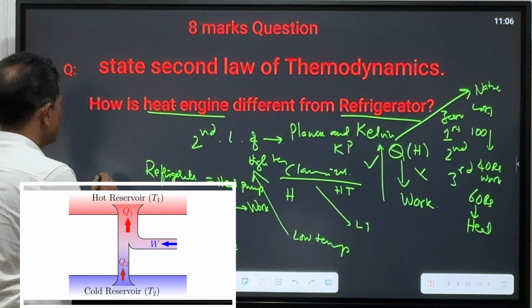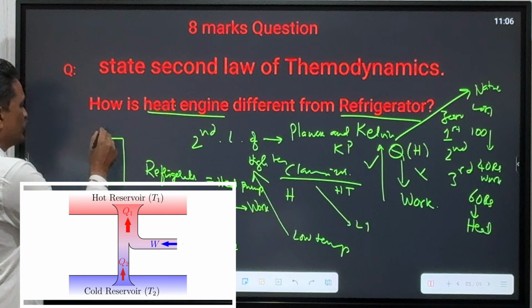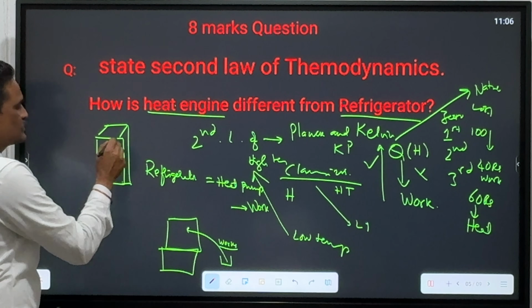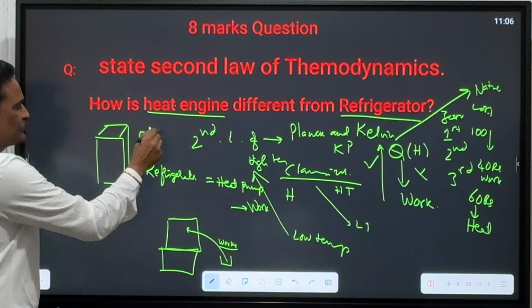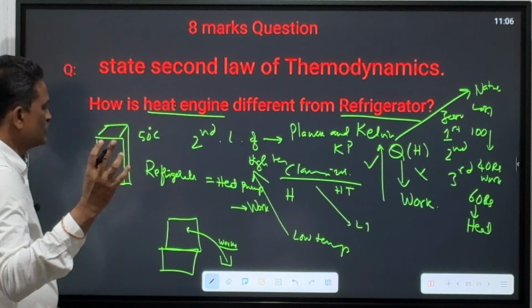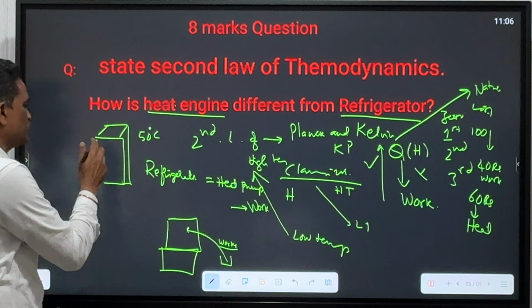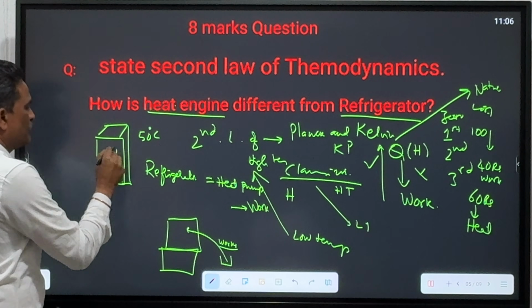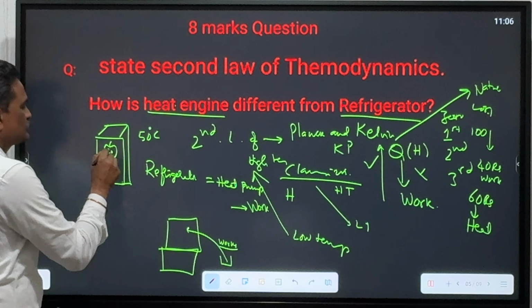So how does a refrigerator work? A refrigerator is nothing but an enclosure. In summer the outside temperature is 50 degrees Celsius. I bring an apple or something and I put it inside. The temperature of the apple is also 50 degrees.